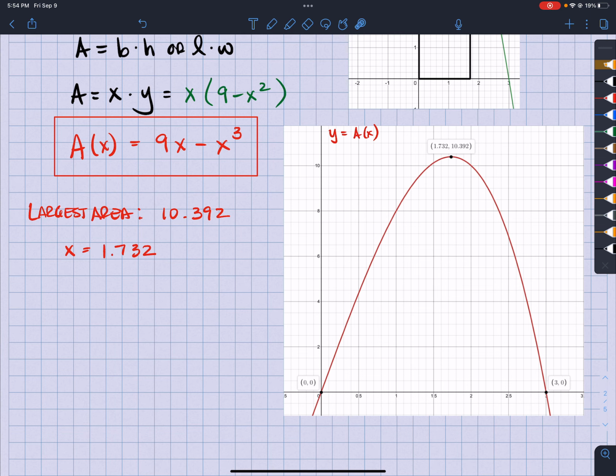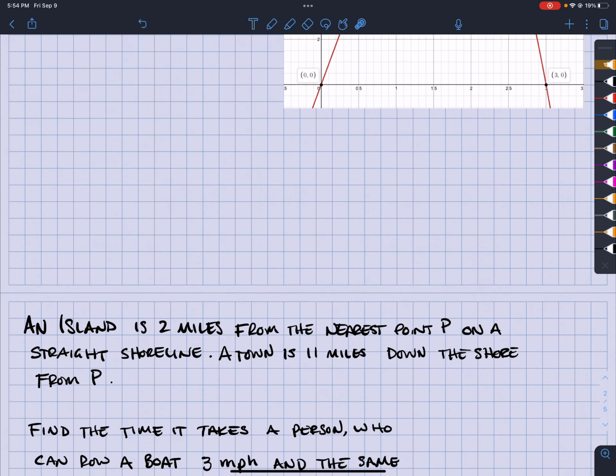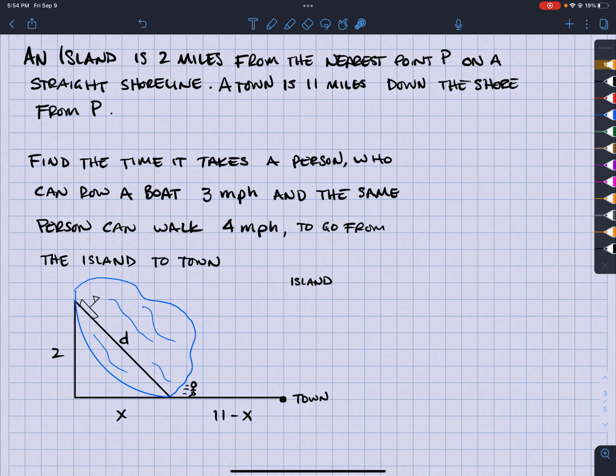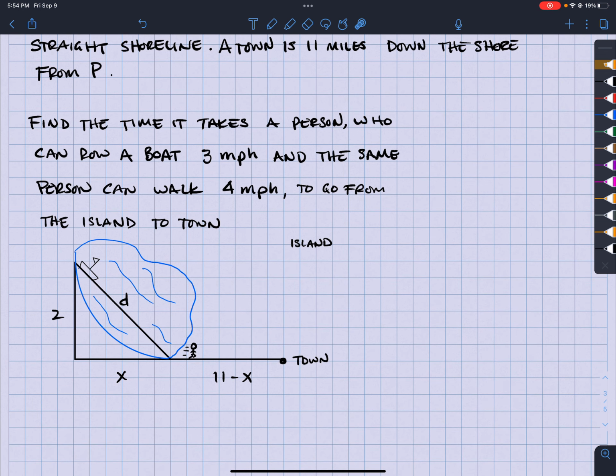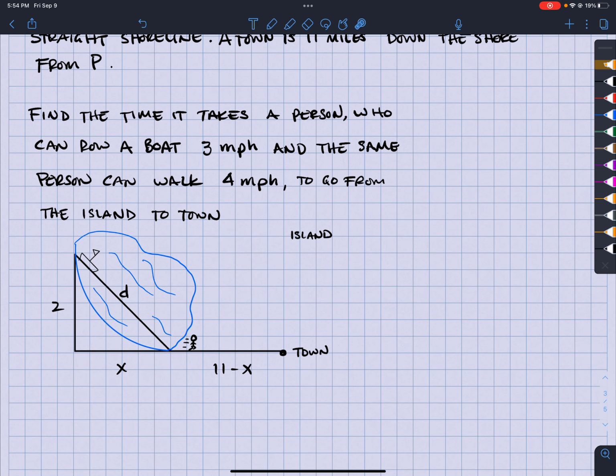All right, so let's take a look at another example here. An island is 2 miles from the nearest point P on a straight seashore, and a town is 11 miles from the shore from P. Find the time it takes a person who can row a boat. So we're going to row a boat along this distance here, and then we're going to walk this 11 minus x at 4 miles an hour, right?